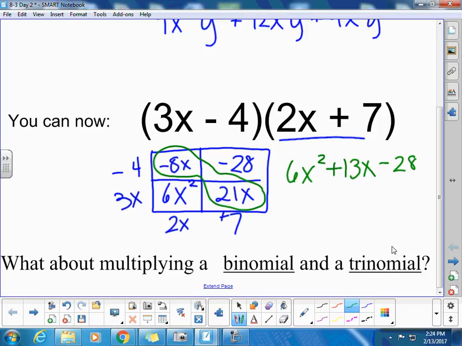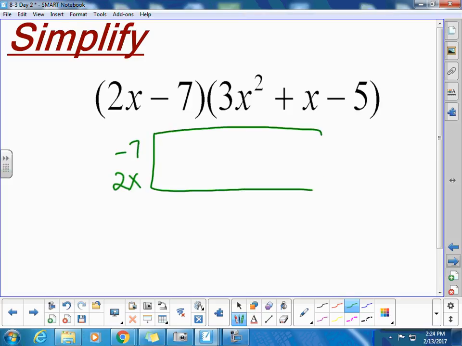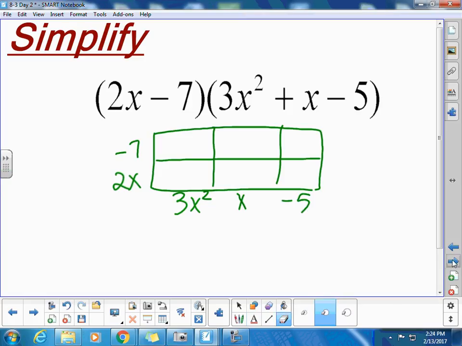Now we're going to multiply a binomial and a trinomial, which really isn't any different than what we did. We just make a bigger box. So 2x minus 7. And instead of 2, I divide it into 3 because we have 3 things there. And I'm going to write 3x squared, x, and negative 5. I feel like I usually do the 2x here and the negative 7 there.